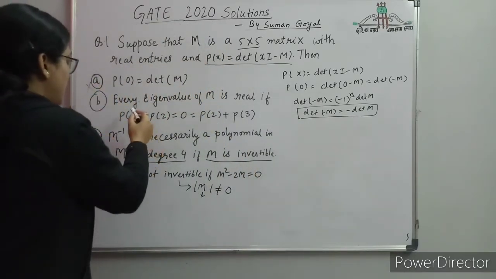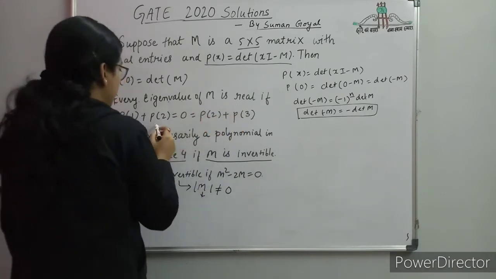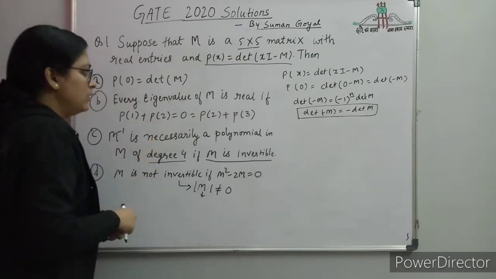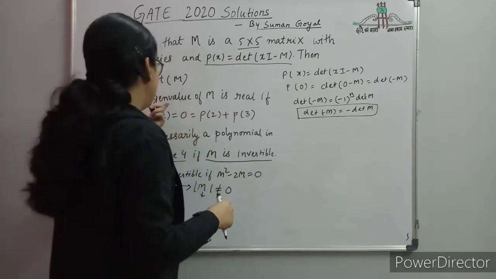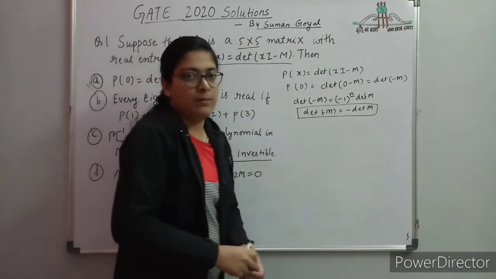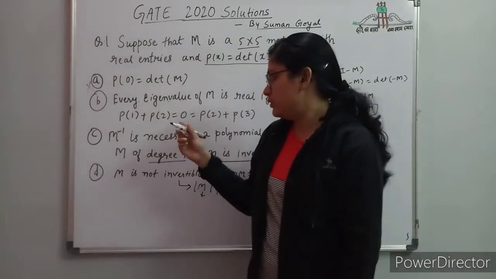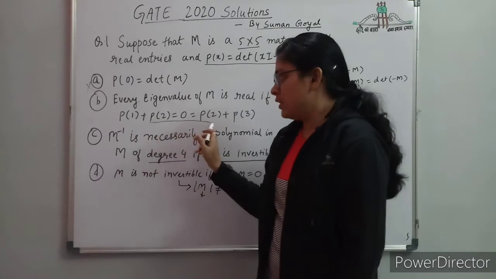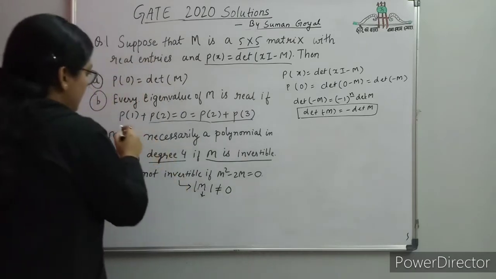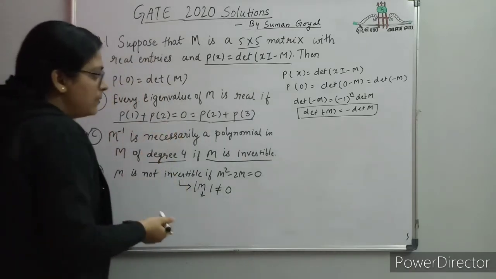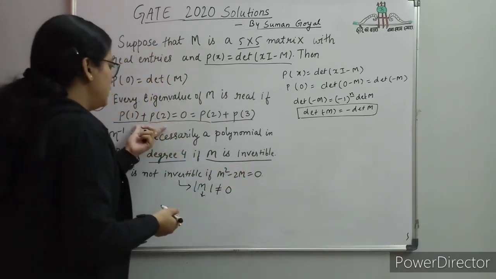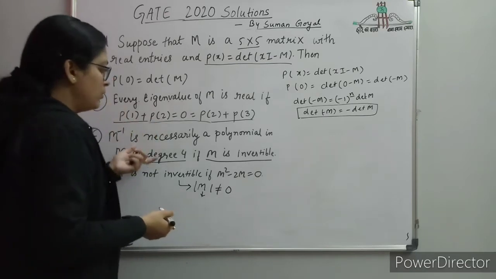Coming to the second option: every eigenvalue of M is real if P(1) + P(2) = 0 = P(2) + P(3). See friends, whenever we get such statements and we have to check that this condition holds if the given condition holds, always try to construct a counterexample. In such linear algebra questions you always have to construct a counterexample, and if you prove it wrong, then this option is discarded. If it is correct, then maybe, but you have to construct a counterexample. If you can think of even one such counterexample, this option is wrong. Then proceed to the next one.